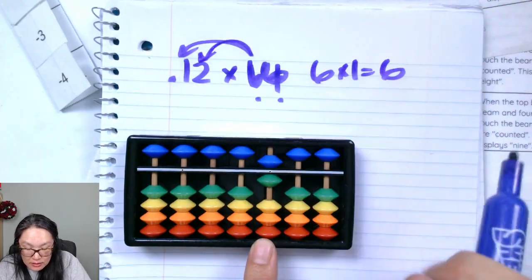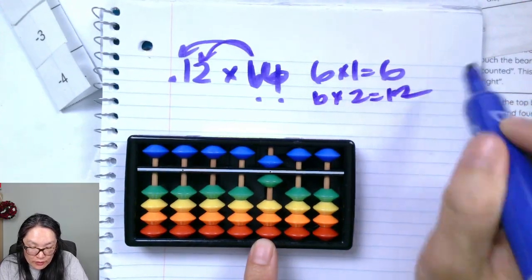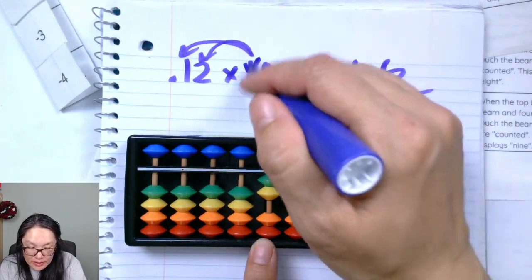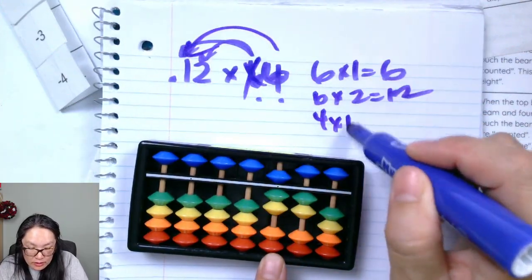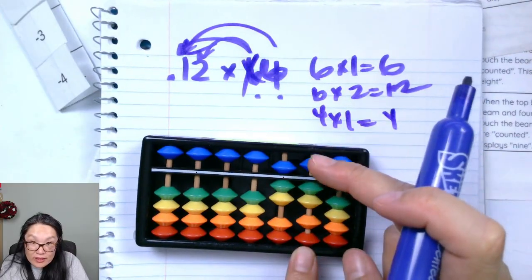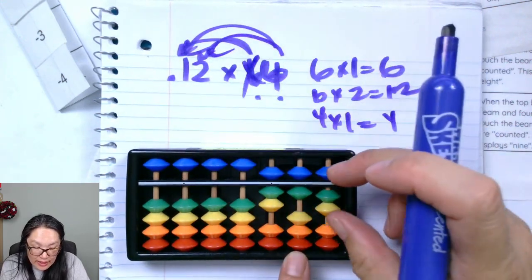6 times 2 is equal to 12. I had 1, I had 2. All right, so I'm done with the 6, so I start here. 4 times 1 is equal to 4. 4 is a single digit. I add 4. How do I add 4? Plus the 5 minus the 1. And then what? 4 times 2 is 8, so I add 8.